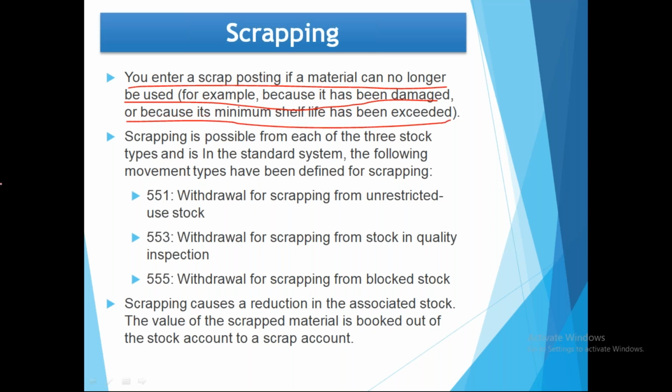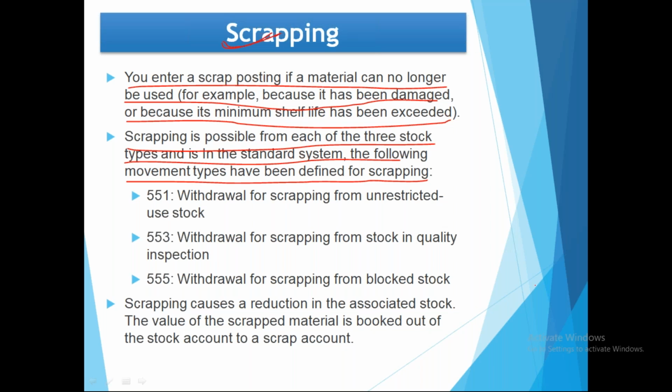So in your organization you identified that there are some stocks of a material which cannot be used anymore, or its shelf life, its expiry, has been exceeded. So if that is the case, you go for scrapping, discarding the material. Scrapping is possible from each of the three stock types and is in the standard system. The following movement types have been defined for scrapping. So you can do scrapping from any stock type.